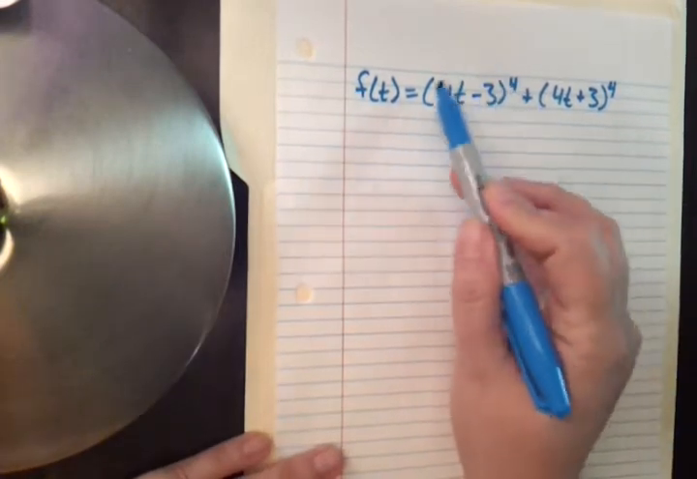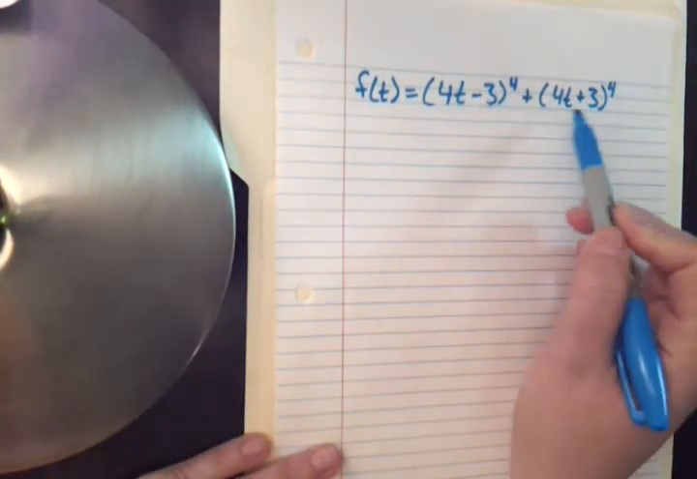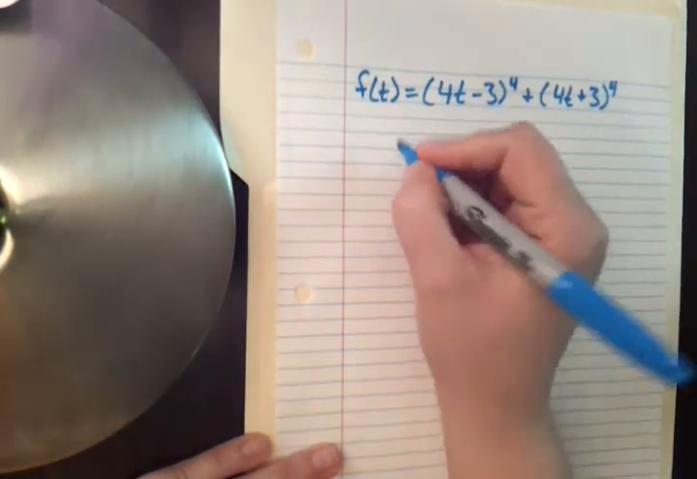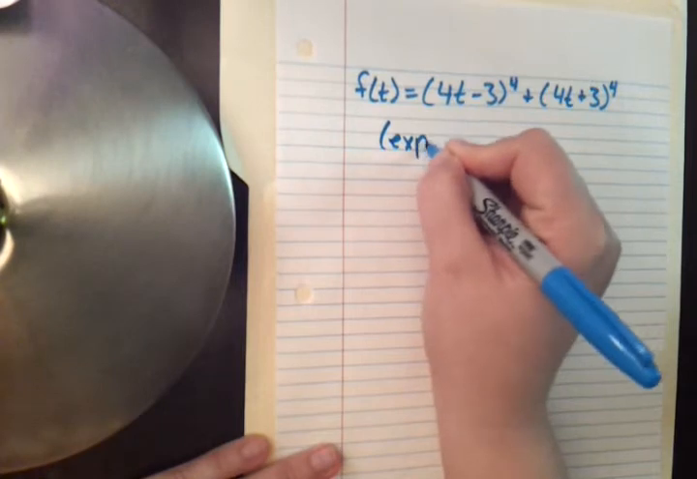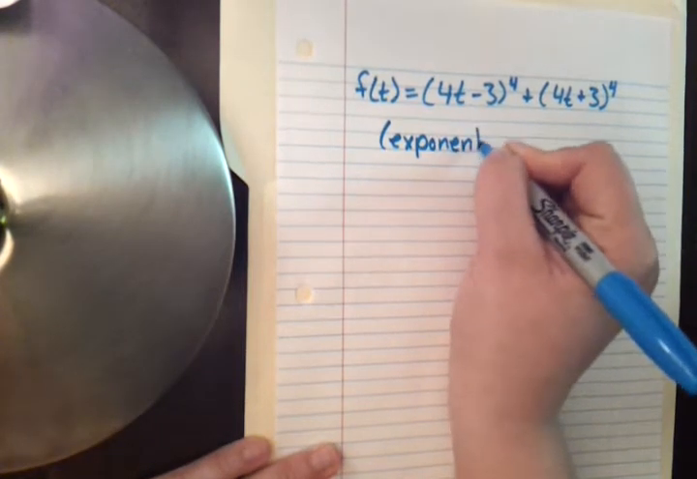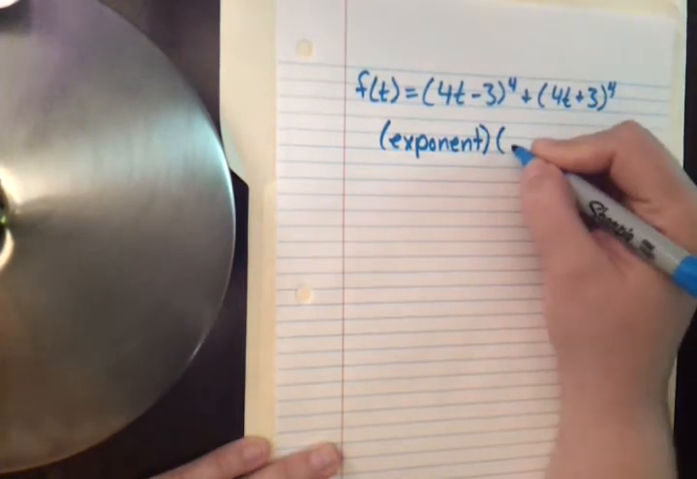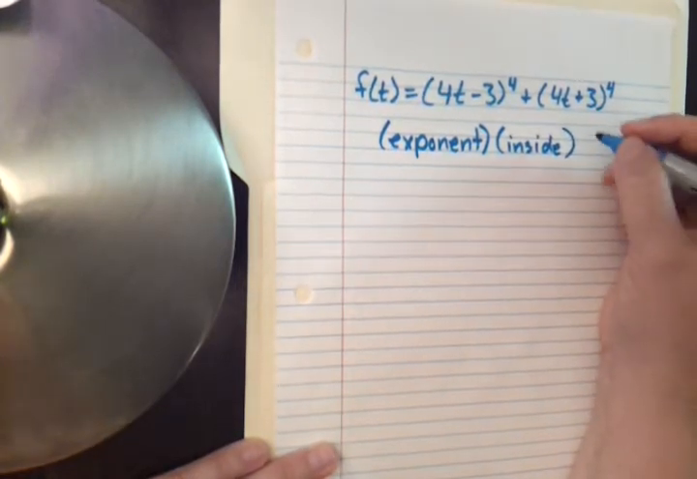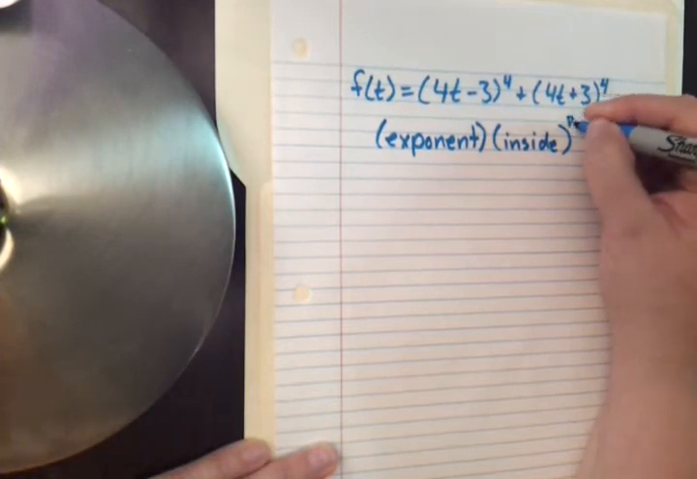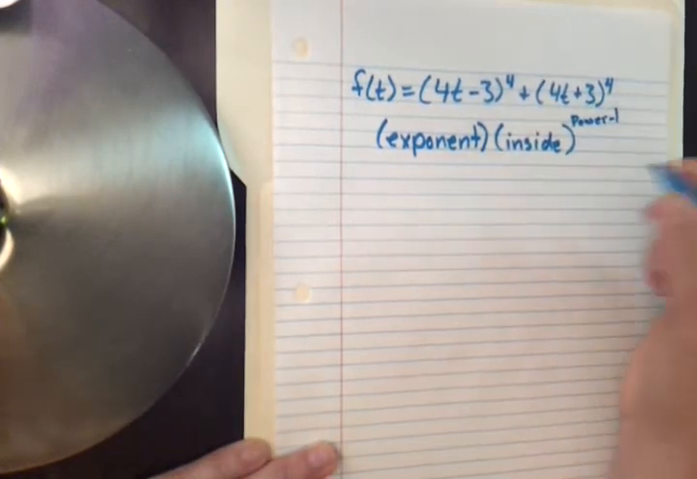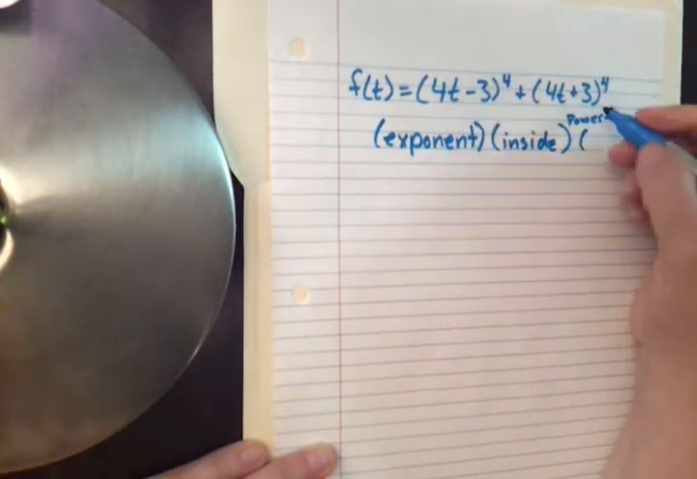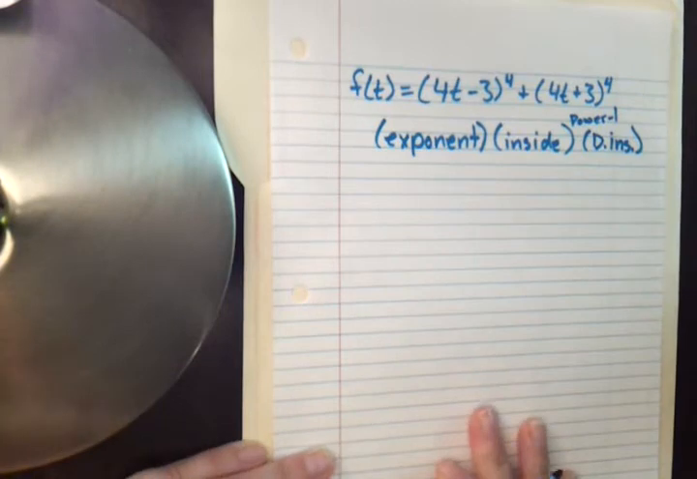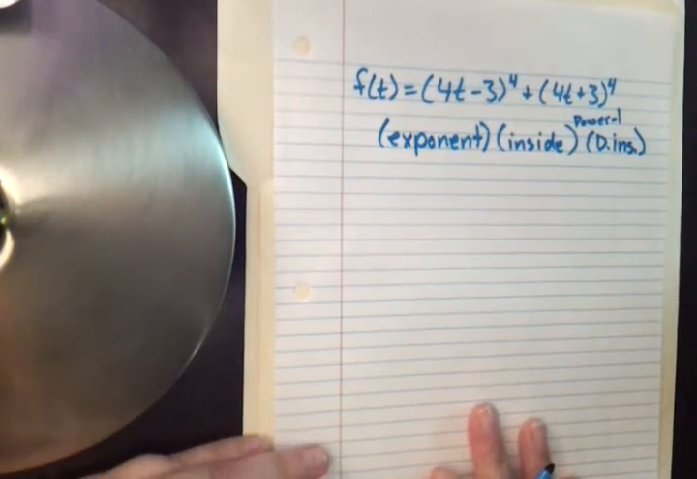We're going to have to get the derivative of this first part and then add it to the derivative of the second part. So chain rule here, chain rule there. In case you don't remember what the chain rule looks like, it's going to be the exponent, times the inside of the parentheses, to the power minus 1, and then we multiply that times the derivative of the inside. Okay, so those are the pieces that we need to make this happen.